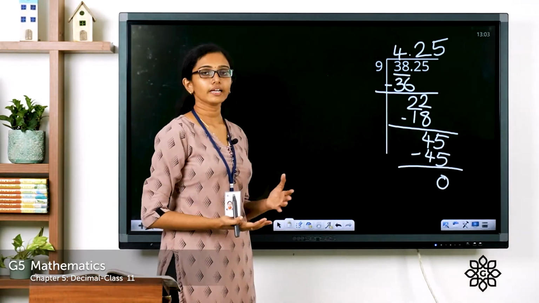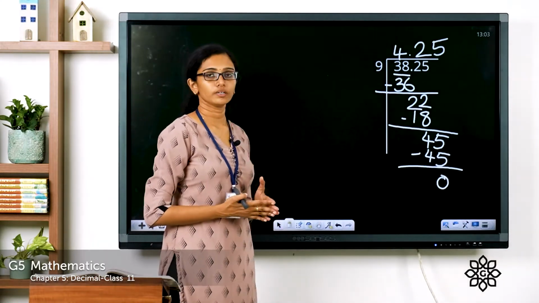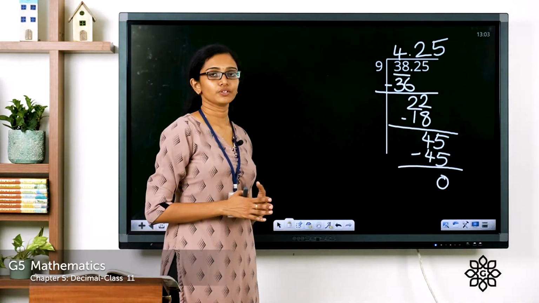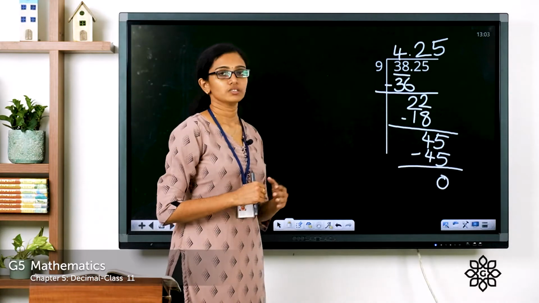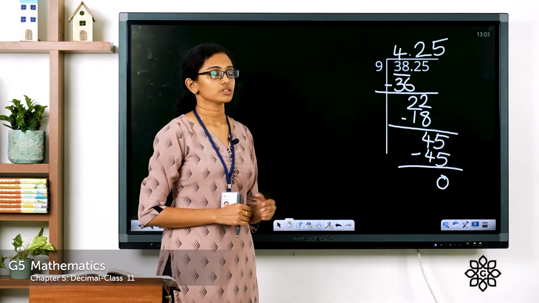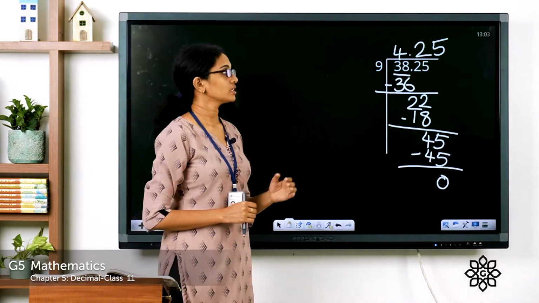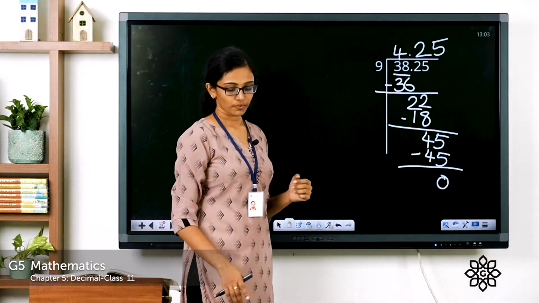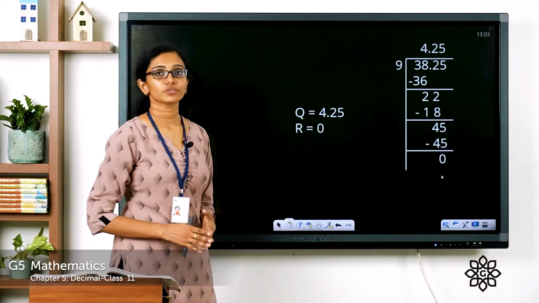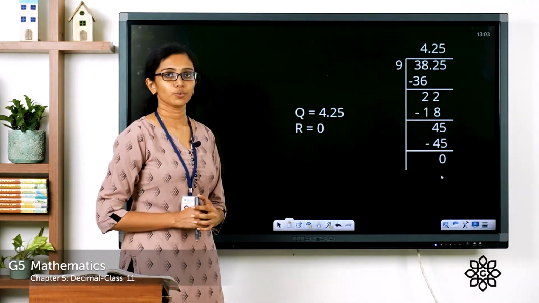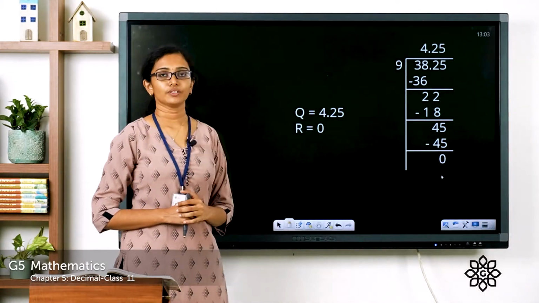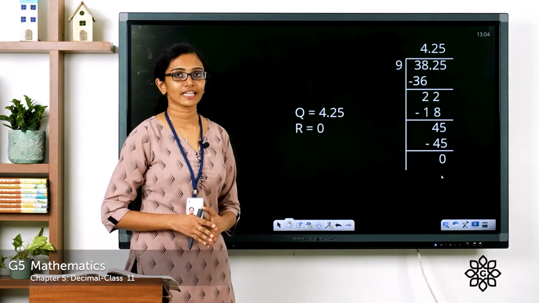So when you divide a decimal number by a whole number, you have to proceed the division until you get 0 as the remainder. So right now we got 0 as the remainder and the division is complete. So 38.25 divided by 9 gives you the quotient 4.25 and the remainder is equal to 0. Hope this is clear to you.